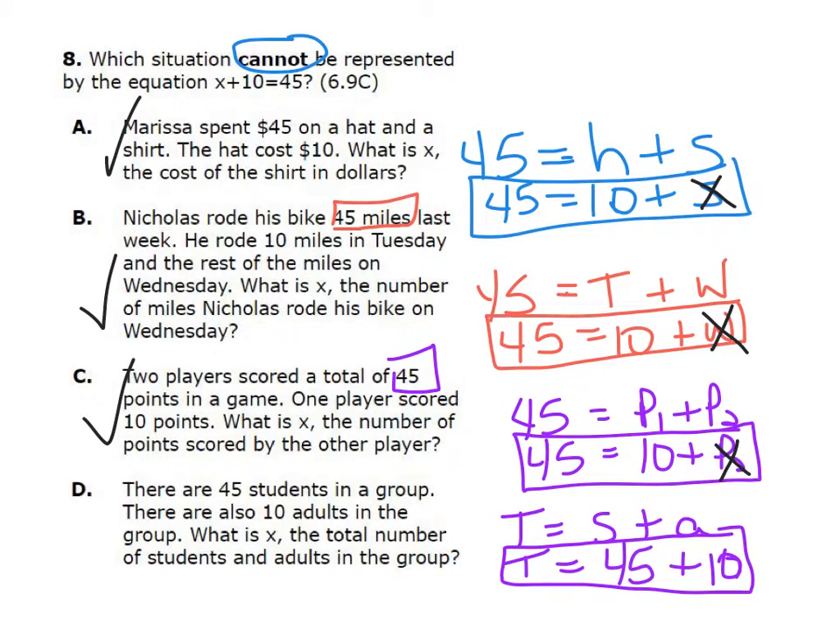And let's look at letter D. Letter D, you have the total is equal to 45 plus 10. In this case, I would need to add that to give me 55. It's not the total. So that means D is not the correct answer, which makes it the actual answer for this problem. So my answer should be letter D.